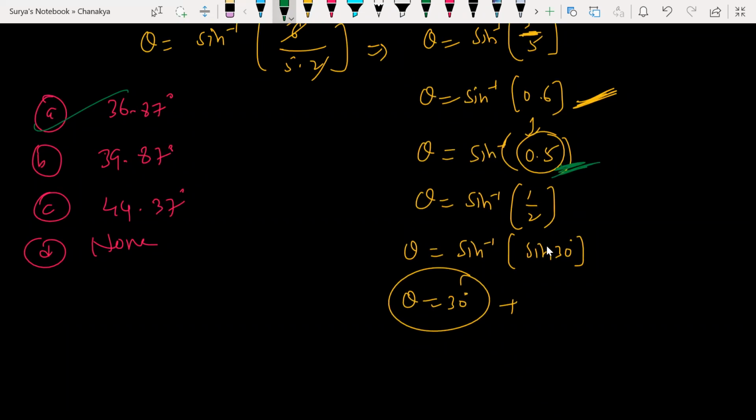30 plus, it will change something. So what is the nearest value to 30 here? 36.87. So that is how your answer is going to be. Hope it is clear, people.